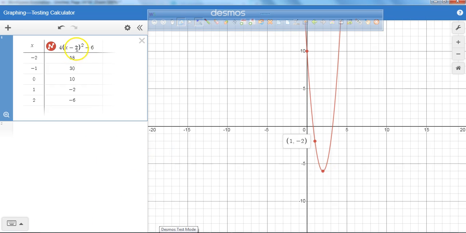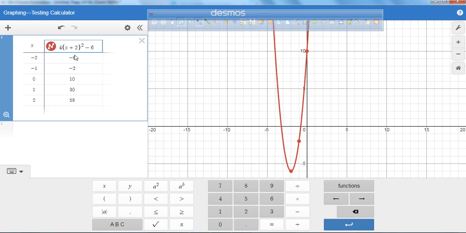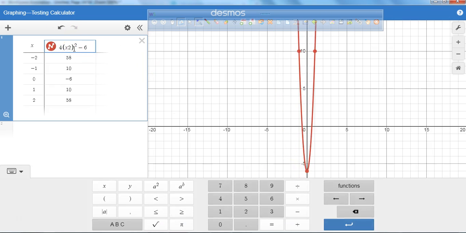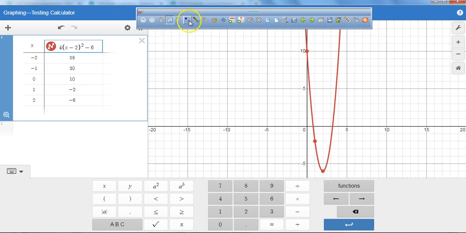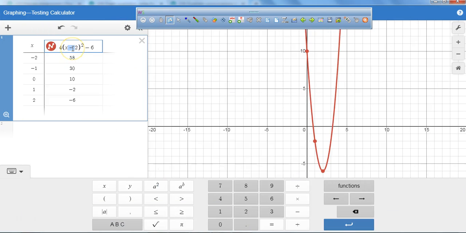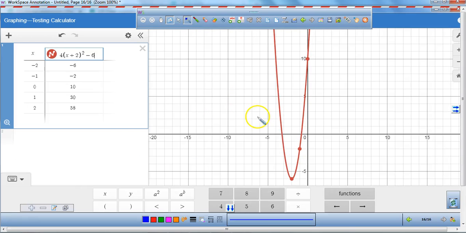Now before we move forward, I want you guys to see what happens in the graph when I change that from a negative to a positive. If I change it to a plus 2, now we're at negative 2. But ours was x minus 2. So I want to take a screenshot of this real quick. And then I'll take a screenshot of when I change that to a plus, because I want you guys to see the difference between the two.